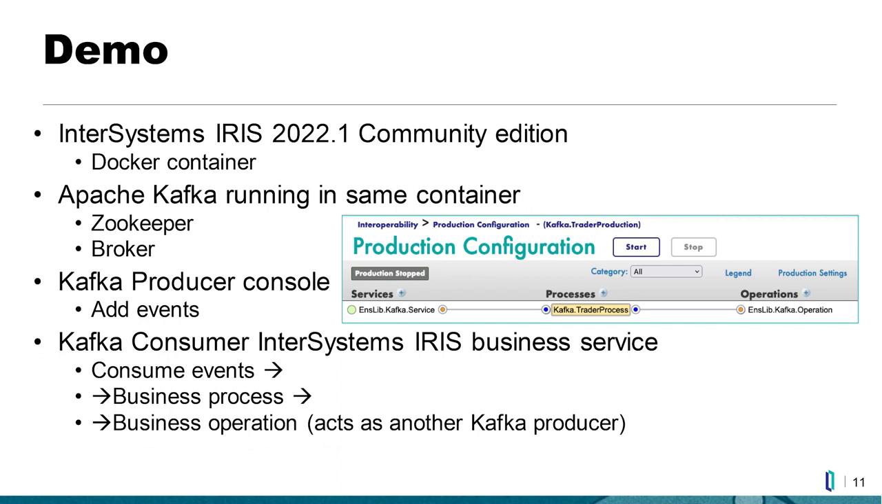And if you look at that little screenshot, which I've put on the slide, you see the pipeline, if you want to call it that, where the events are being received by the service, being passed on to the Kafka trader process, and then onto the nslib.kafka operation. So that's where we are. So let's go and familiarize ourselves with what we're going to see.